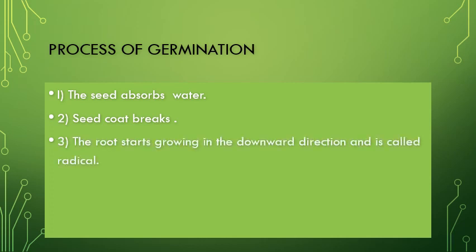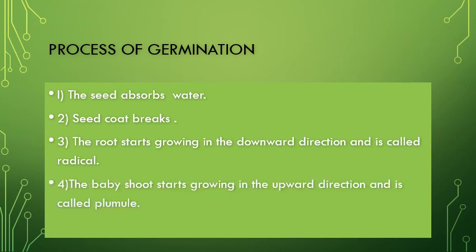Third, the root starts growing in the downward direction and is called a radicle. Fourth, the baby shoot starts growing in the upward direction and is called plumule. Now, once the leaves are formed, the cotyledons are shed. So, these are the stages of process of germination.